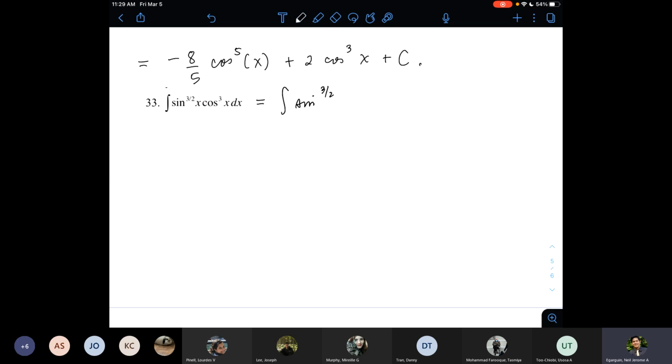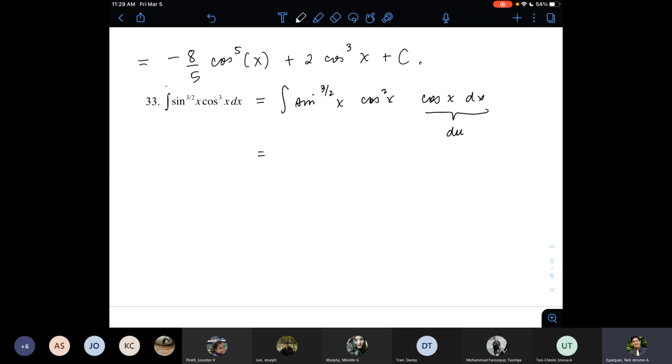So you copy the other function, and from the odd power, you reserve 1. We are reserving this to be our du for later. What remains here is cosine squared x, right? That's the beauty of having an odd power, because once you isolate one of those factors, you will be left with an even power for cosine. You can use the Pythagorean identity for that and write it in terms of sine. So you'll have 1 minus sine squared x, cosine x dx.